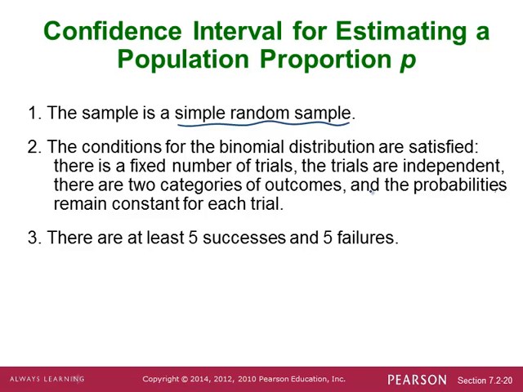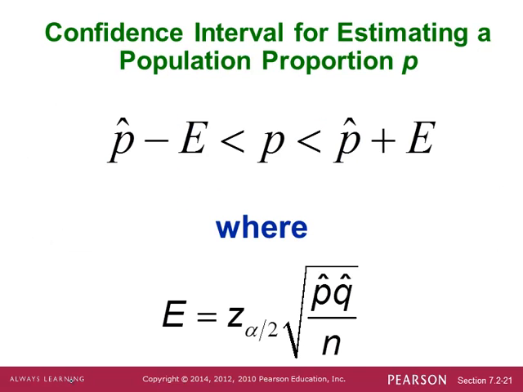So, when we ask 1,007 people whether they know what Twitter is, we need to have at least 5 people who said yes, and we need at least 5 people who said no. Okay? And here's how we simply calculate our interval.